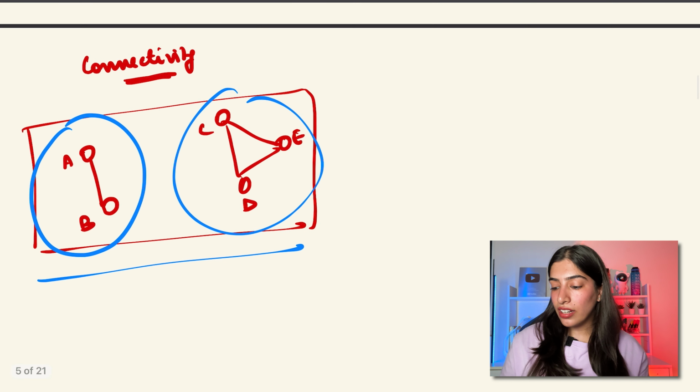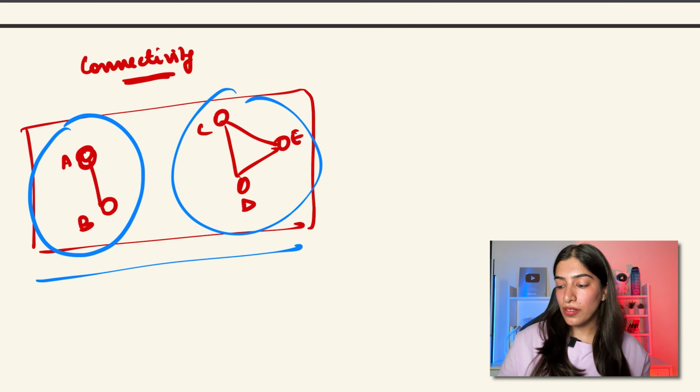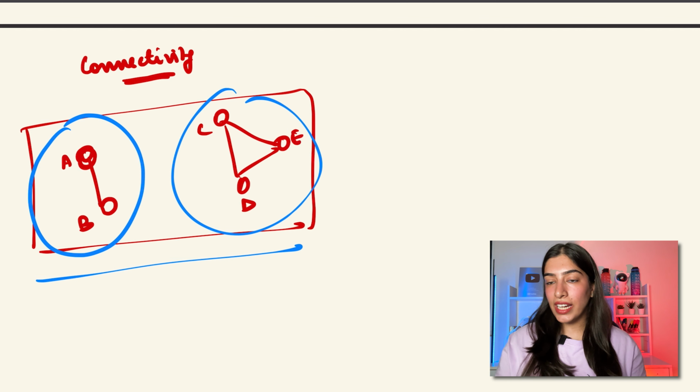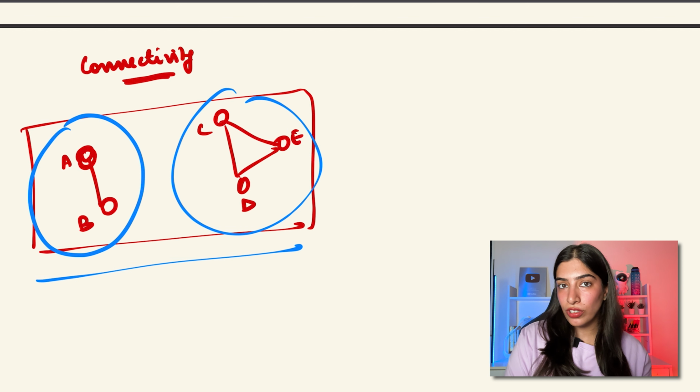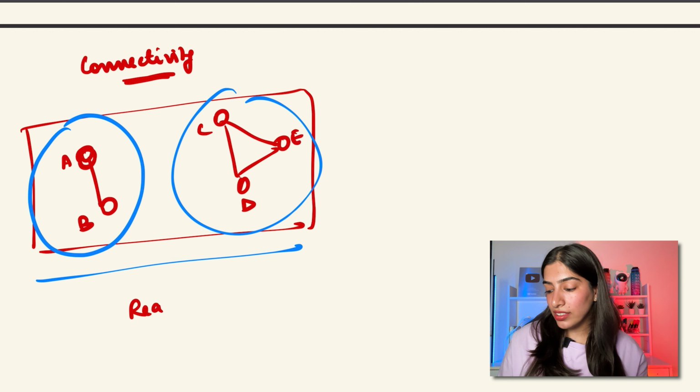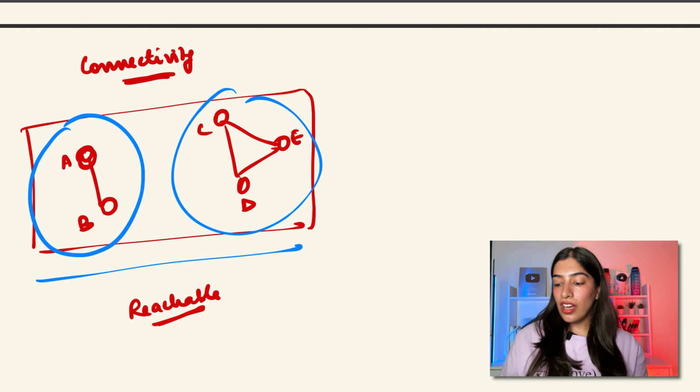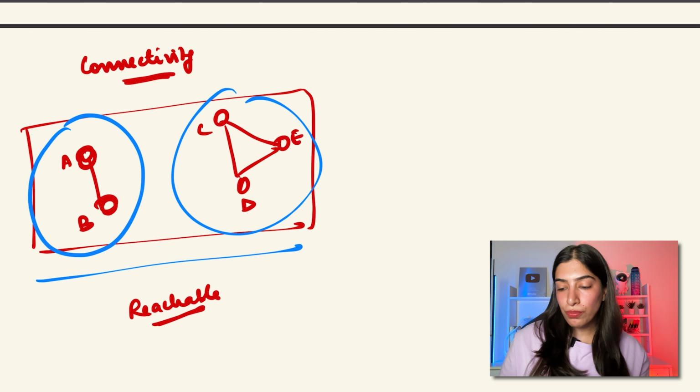Basically, in a disconnected graph, what will happen is that if I start from A, maybe there are some other nodes that are not reachable from a particular node. So reachability is one thing that you will hear a lot: are all the nodes reachable from B? No, because it is a disconnected graph, right?